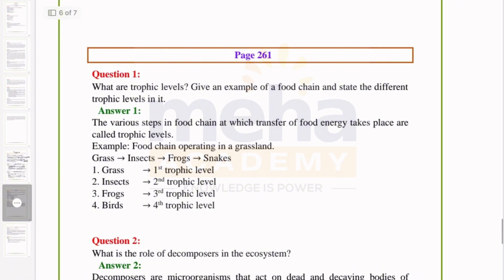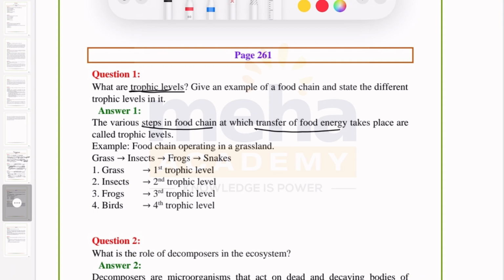Next question: what are trophic levels? Give an example of a food chain and state the different trophic levels. What is a trophic level? The various steps in a food chain in which the transfer of food energy takes place are called trophic levels. Each stage or level in a food chain is nothing but a trophic level.